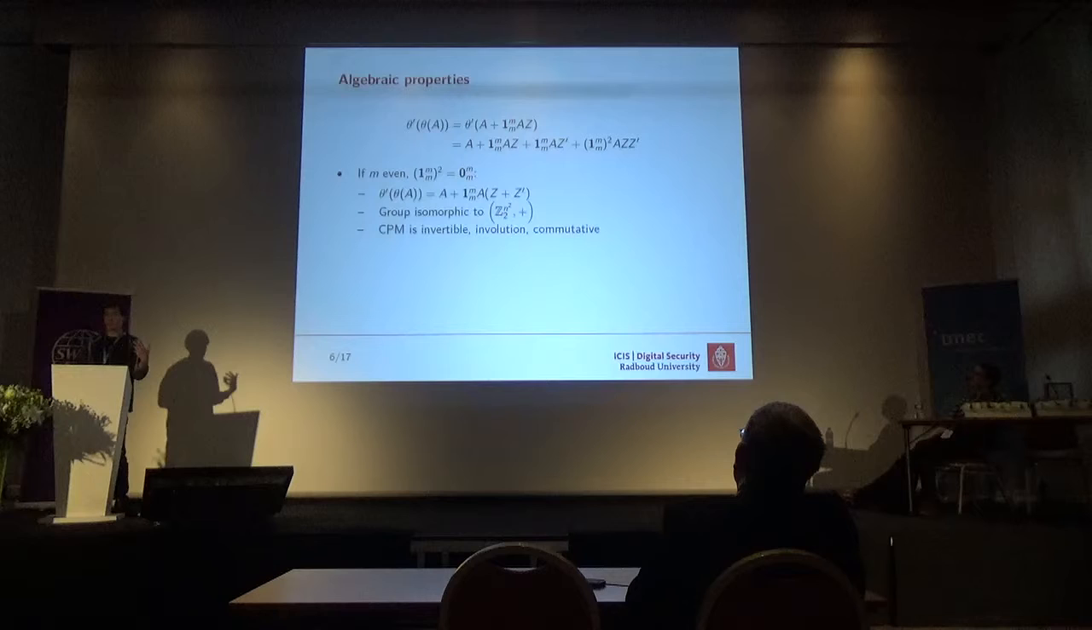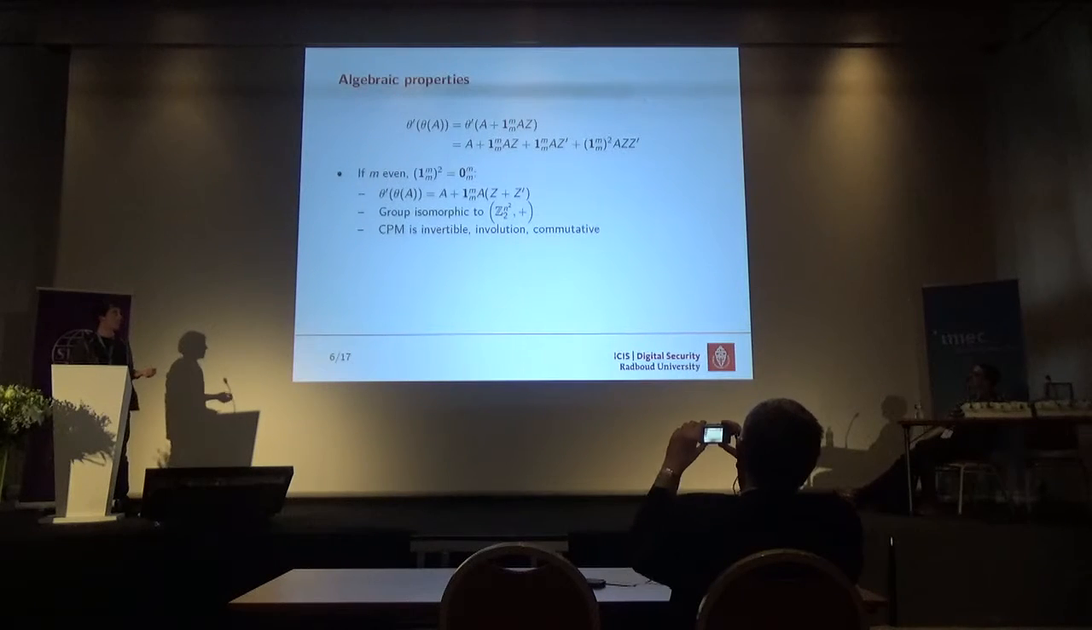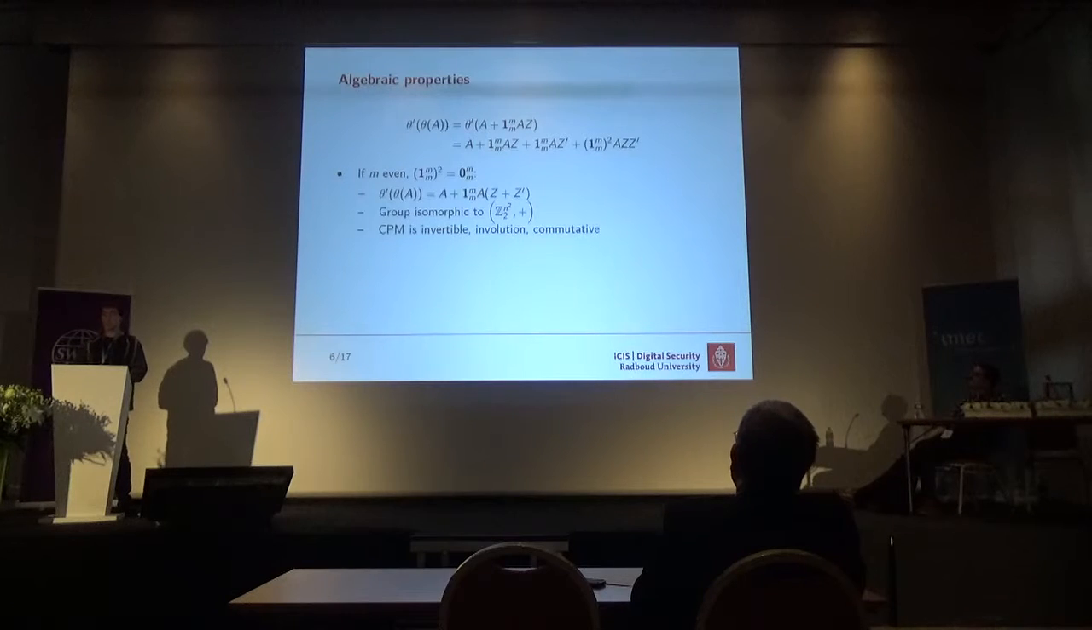And then the composition of these column parity mixers is again a column parity mixer. And it turns out that this group formed by the set of column parity mixers on states with an even number of rows and composition is isomorphic to this additive group. And what is nice is that all of these column parity mixers are involutions actually, and commutative.